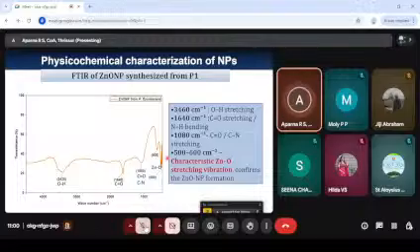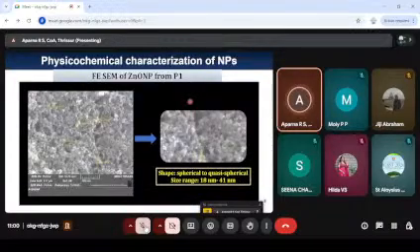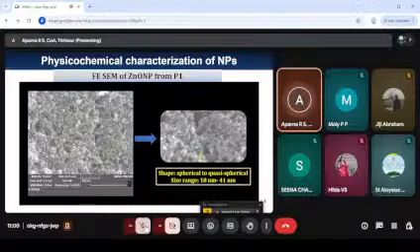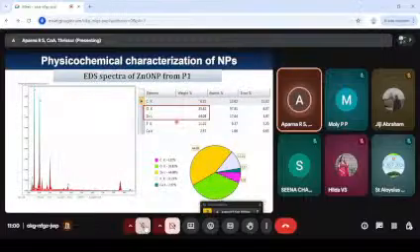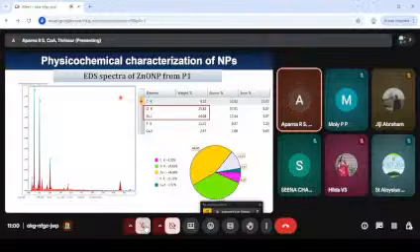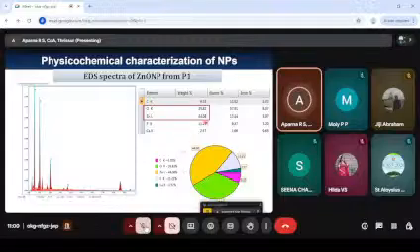Further, the shape and size of the zinc oxide nanoparticle was assessed using field emission scanning electron microscopy, and it was obtained as spherical to quasi-spherical shape, and the size ranged from 80 nanometer to 41 nanometer. Further, the elemental composition of the synthesized nanoparticle was analyzed under EDS, and the elemental composition came as zinc with 44.08% and oxygen with 35.82%, suggesting the purity of the synthesized nanoparticle.